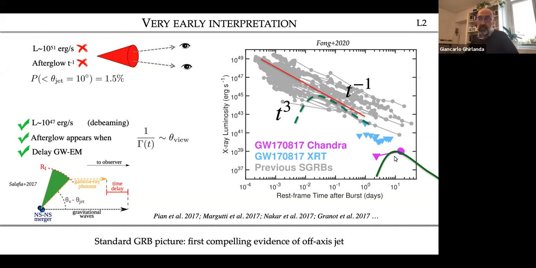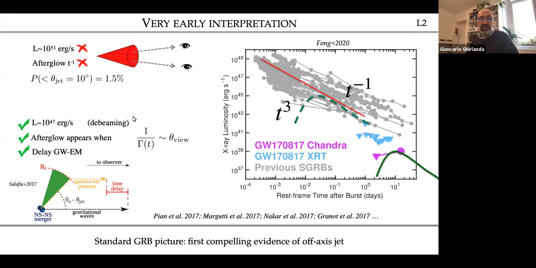The point is that, as I showed you yesterday, the expectation was that from this moment on, the observer off axis should see the decay of the afterglow emission as any other observer would have seen if located on axis, okay? So like moving along this line here.